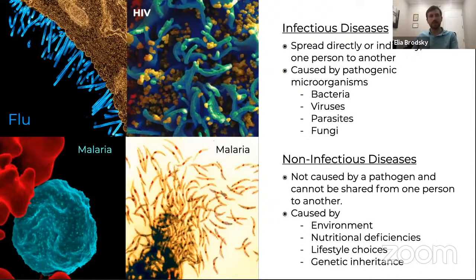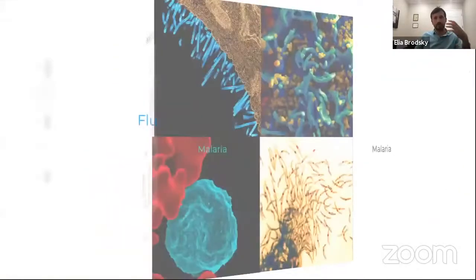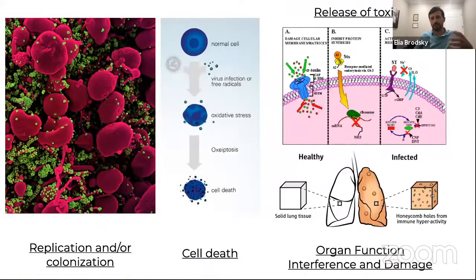And when we speak about this approach of studying infectious diseases, some of the things that we will be focusing on are replication or colonization, cell death. So how does the pathogen induce the process of deterioration and death, as well as release of toxins, and as a result of that, how we can understand organ and tissue damage.